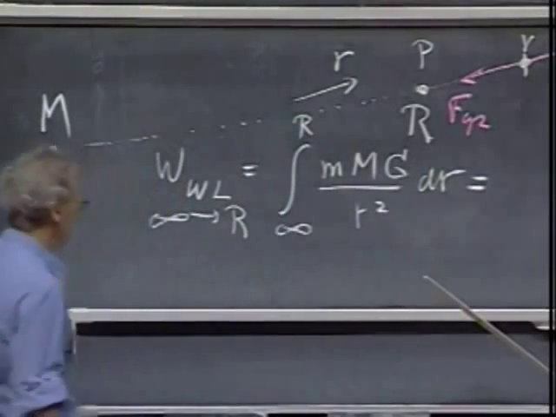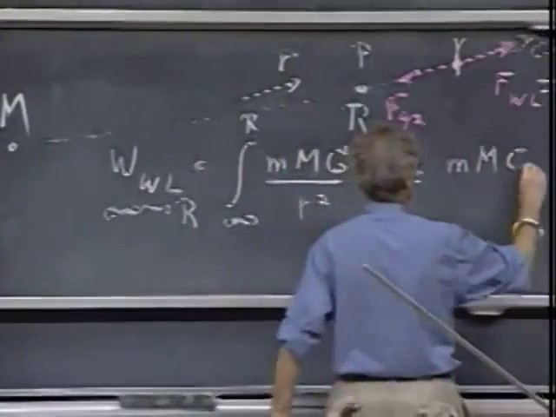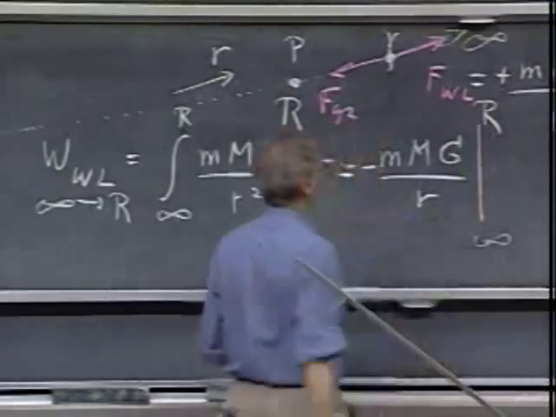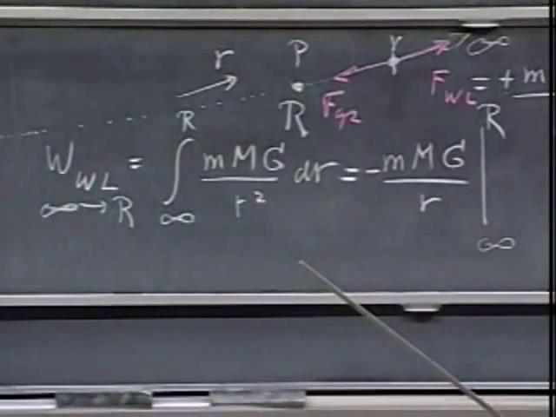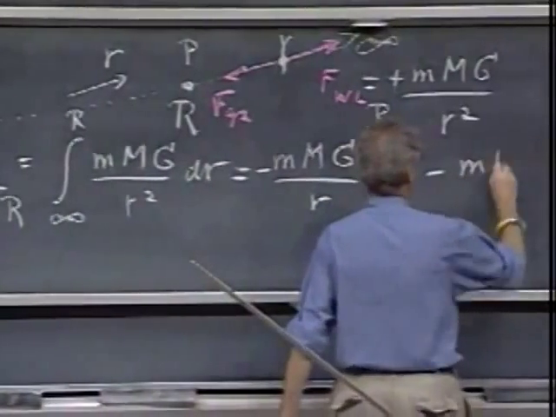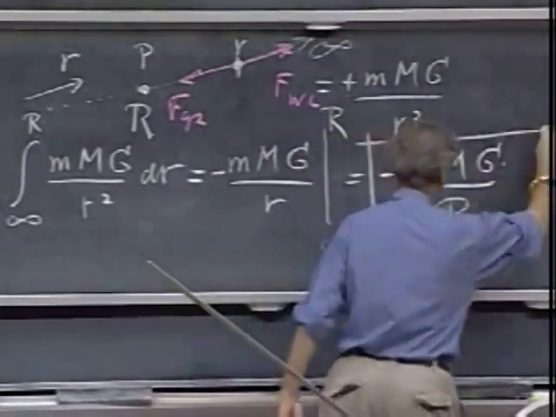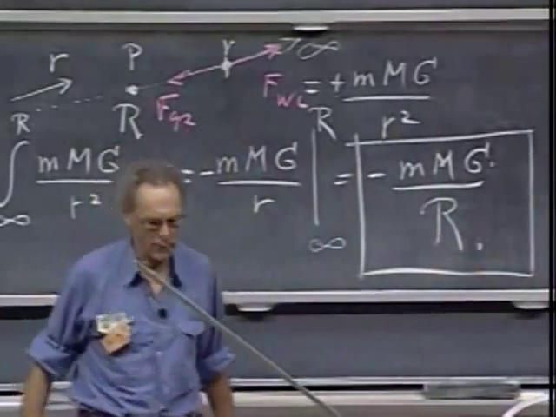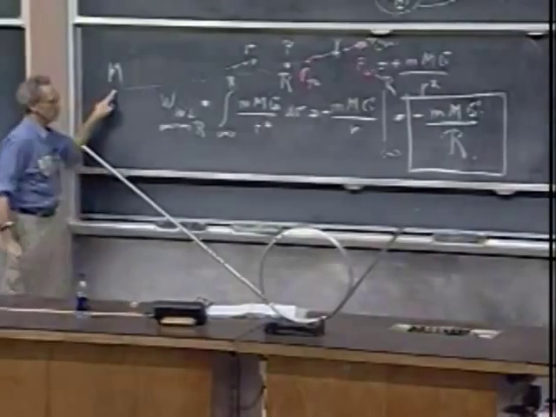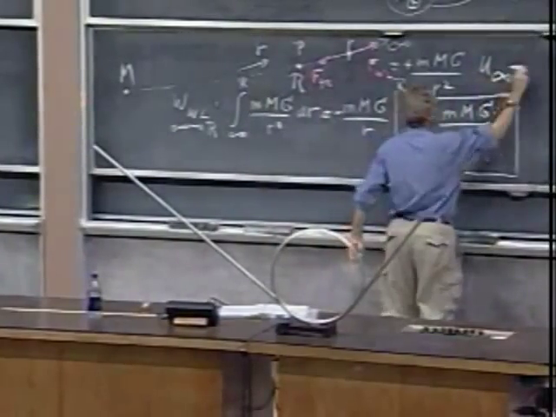That's a very easy integral. This is minus 1 over R, so I get minus mMg over R, and that has to be evaluated between infinity and capital R. When I substitute for R infinity, I get a 0, and so the answer is minus mMg over capital R. And this is the gravitational potential energy at any distance, capital R, that you please, away from this object. At infinity, it's now always 0.